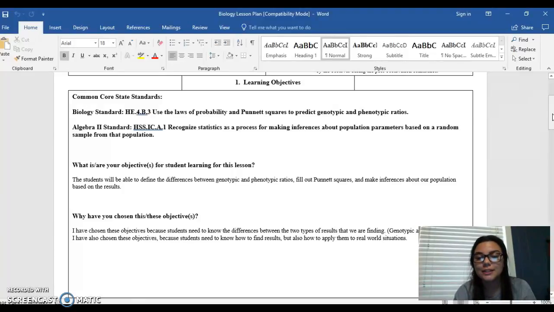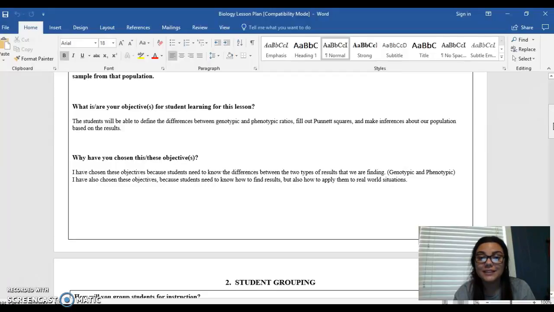HSSIC-A1, and that is to recognize statistics as a process for making inferences about population parameters based on a random sample from that population. So my objective for student learning for this lesson is that students will be able to define the differences between genotypic and phenotypic ratios, fill out Punnett squares, and make inferences about our population based on those results.